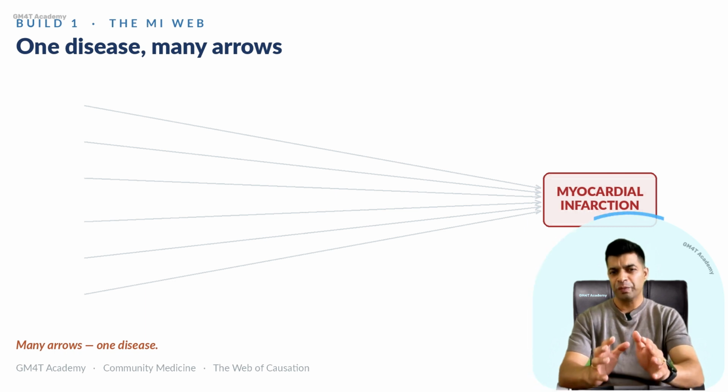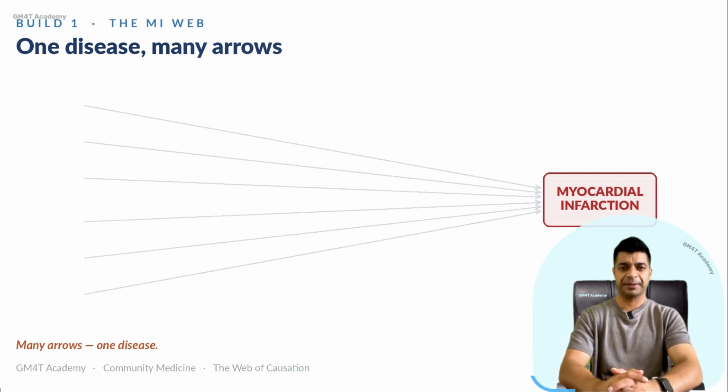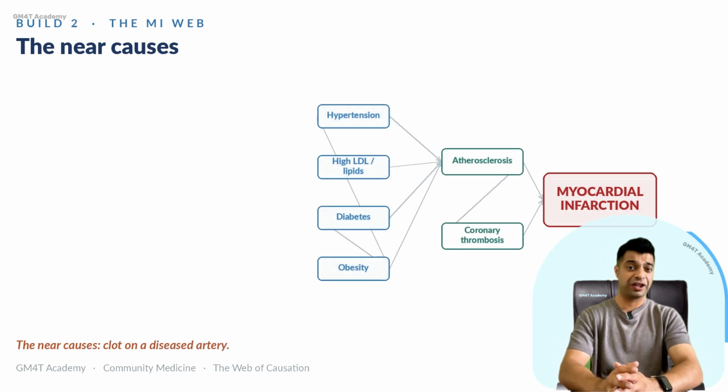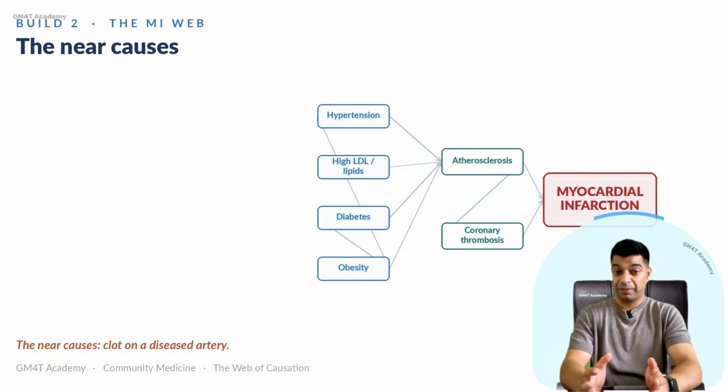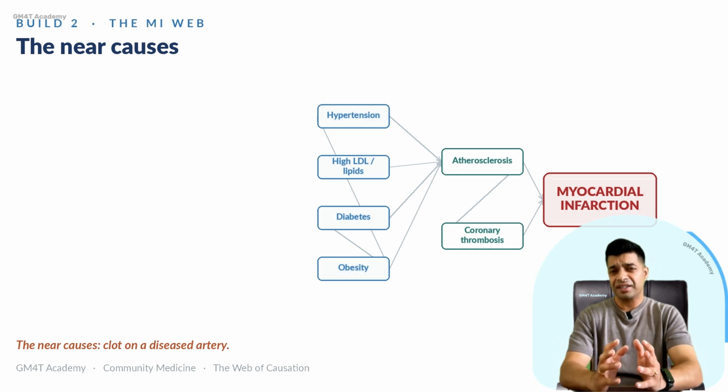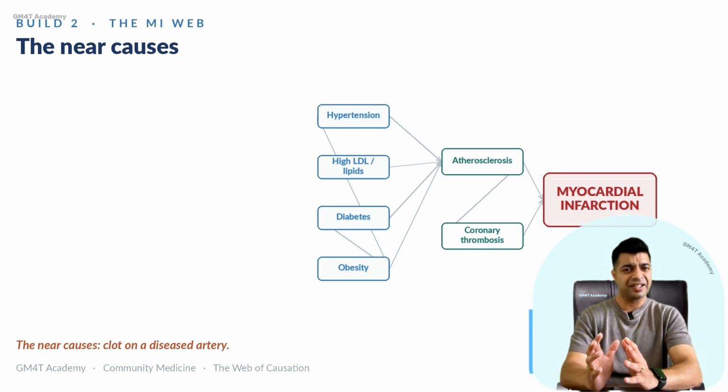Now, zoom in on the arrows closest to the disease. Right at the heart is coronary thrombosis, already narrowed by atherosclerosis. And what drives atherosclerosis? High blood pressure, high LDL cholesterol, diabetes, obesity. These are the near causes, the last links before the attack.